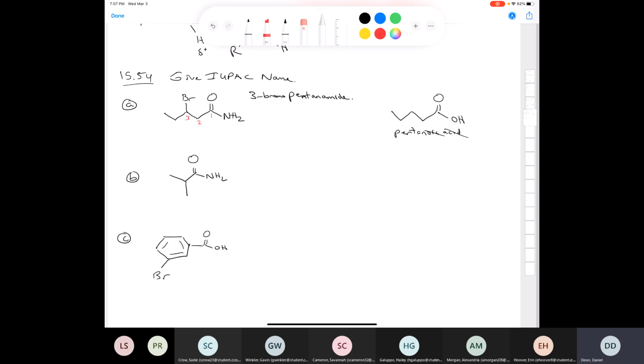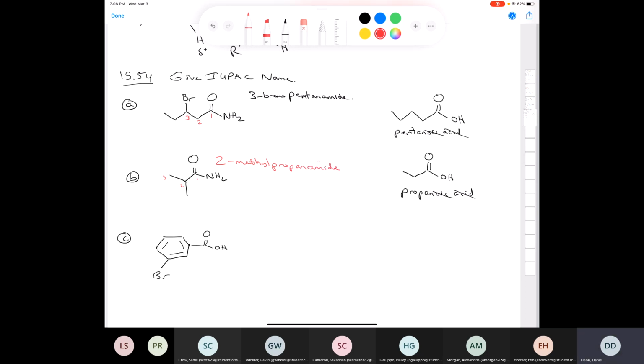If we had a 3-carbon carboxylic acid, and again, it's only asking for IUPAC names, that would be propanoic acid. So we scratch oic acid and we get propanamide. And then we have a methyl on carbon 1, 2, on carbon 2. So this becomes 2-methyl propanamide.